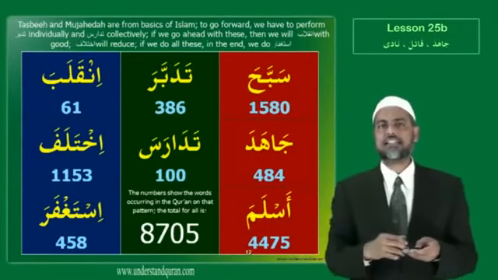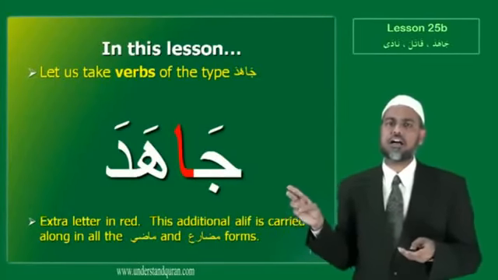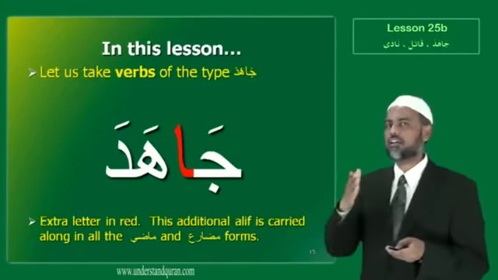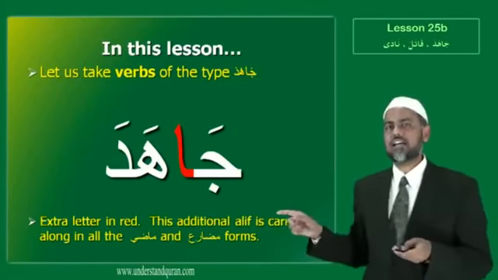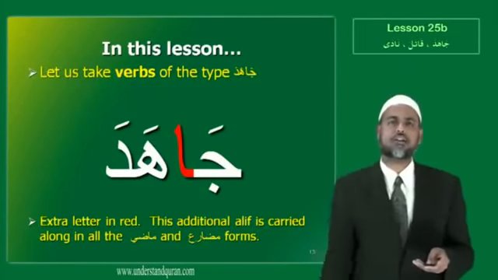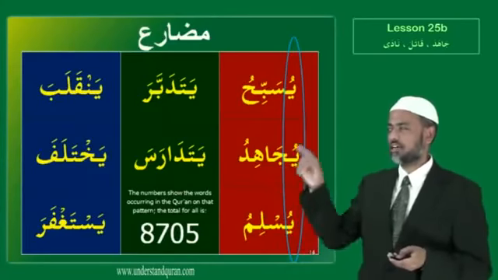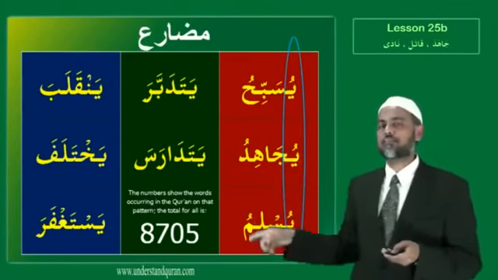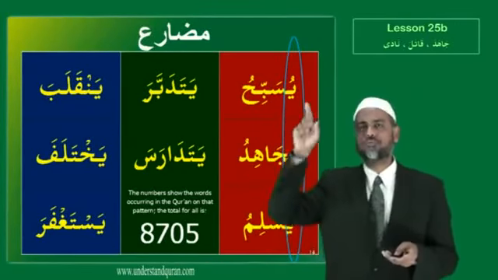Now we will take the second type, which is jahada. And notice here the root letters are jim, ha, dal, and in jahada the extra alif is there after the first letter. And this extra alif is carried on in all madi and mudari and amr and nahi and everything. So let us see how it changes. One more thing, jahada becomes yujahidu in mudari. Yujahidu, it's not yajahidu. I told you, like sabbaha yusabbihu, jahada yujahidu, aslama yuslimu. These 3 only start with yu.